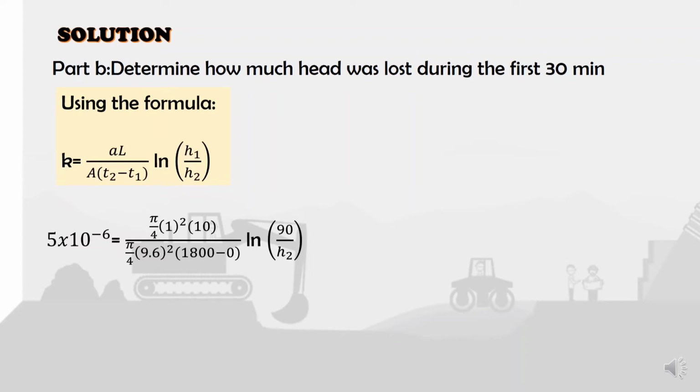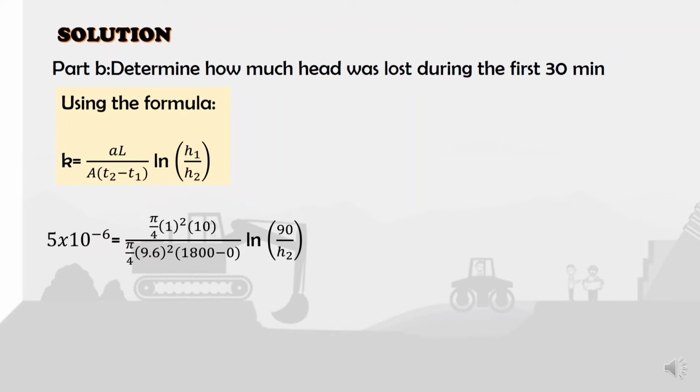Now in the equation, from the area of the standpipe, pi over 4 times 1 squared times length, which is 10, divided by pi over 4 times 9.6, which is the area of the soil, squared, times time, 1,800, which is the converted 30 minutes to seconds, times ln of the quantity 90 divided by h sub 2, is equal to 5 times 10 raised to negative 6.